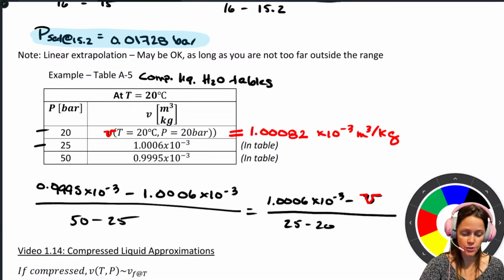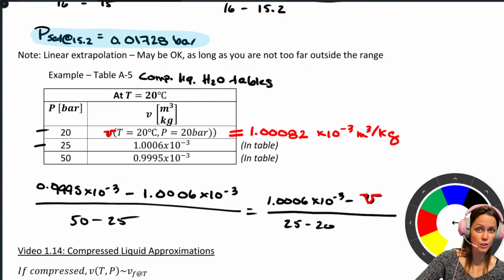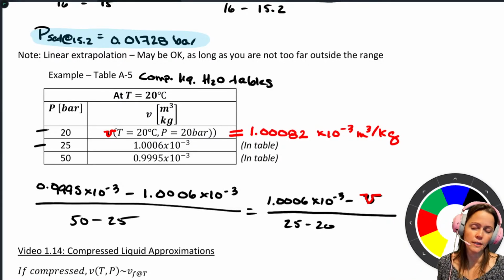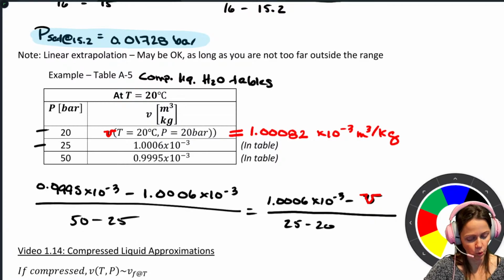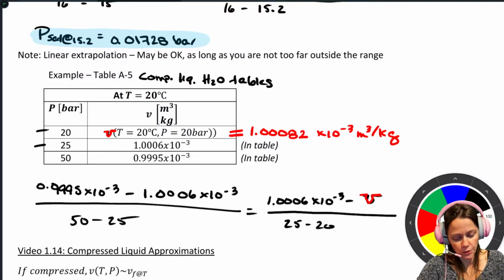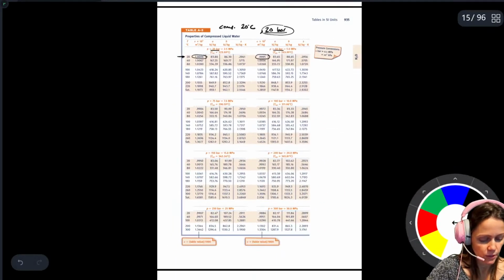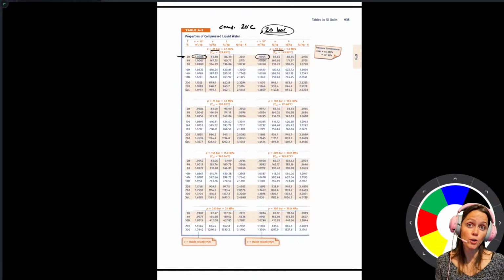All right, so as long as you're not too far outside of that range, using linear extrapolation is probably okay. If you get too far out, then you're probably going to get more error than you really want. Last thing I want to draw your attention to is these compressed liquid tables in general. There's one page of them, and you compare that with the superheated tables where you've got about four pages.